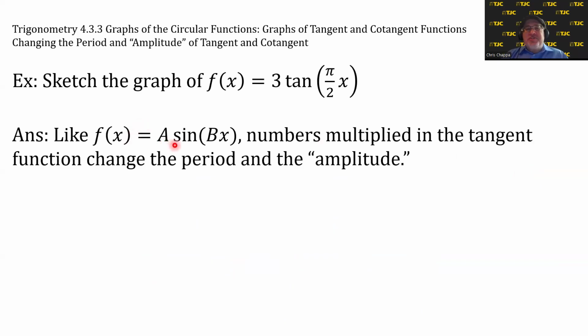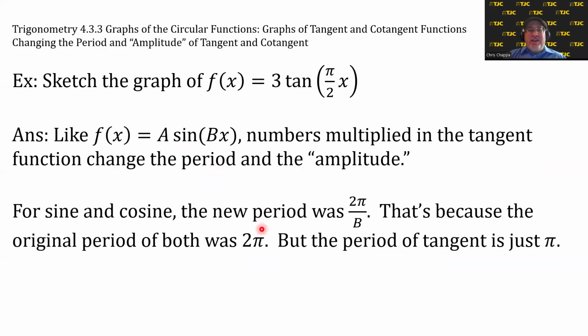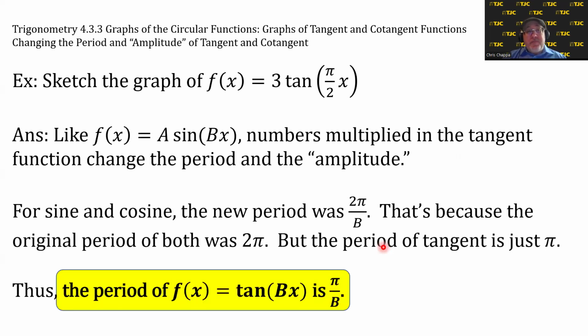Like f of x equals a sine of bx, numbers multiplied in the tangent function change the period and the amplitude. They invoke stretches. For sine and cosine, the new period was 2 pi over b. That's because the original period of both, sine and cosine, was 2 pi. But the period of tangent is just pi. So what do you think the new period would be generically? The period of f of x equals tangent of bx is pi over b. It divides the original period by b.